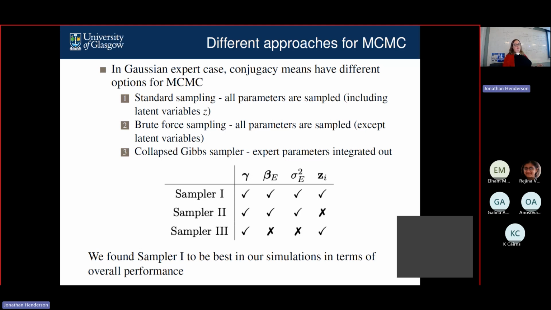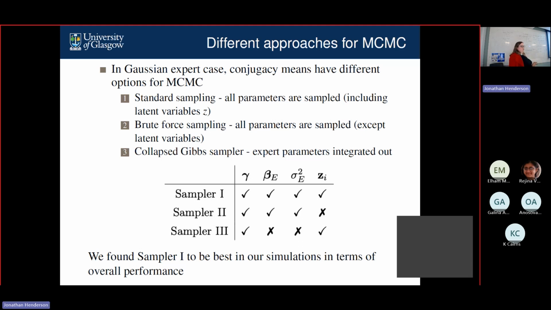And the third one is a nice byproduct of that conjugacy. You can actually integrate out all of the expert parameters for posterior predictive values for Y. So you can actually update the gammas and the zeds and completely ignore updating the betas and sigmas. That's nice. It's a smaller set of parameters to move around, so you potentially have fewer problems with acceptance. The downside is, if you're interested in interpreting these things, they're not available to you, right? So there are upsides and downsides.